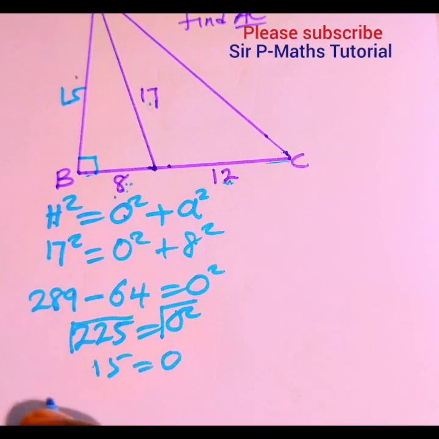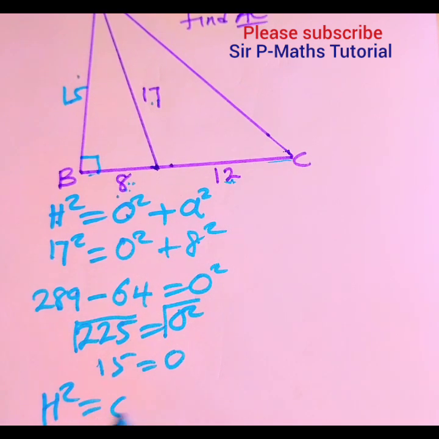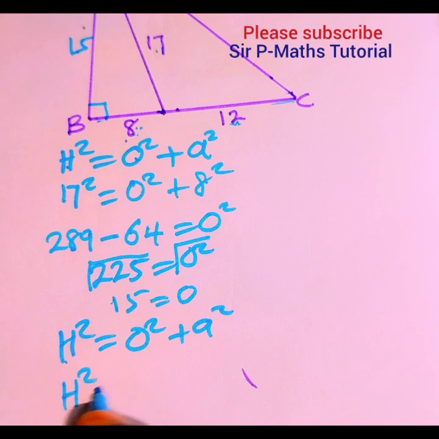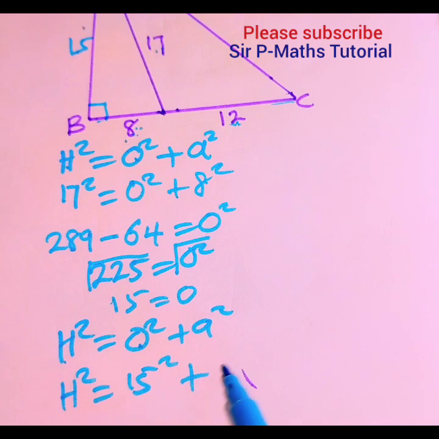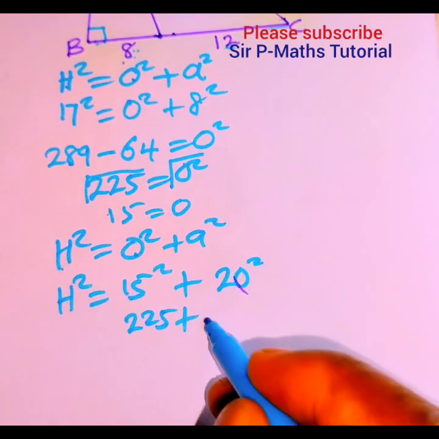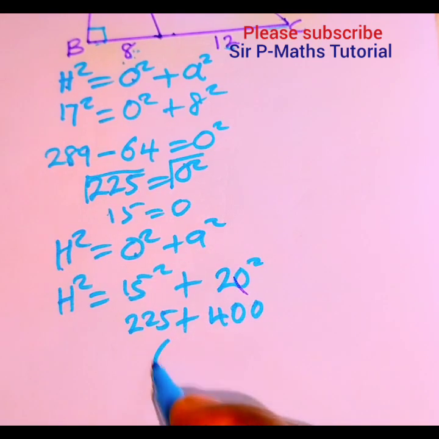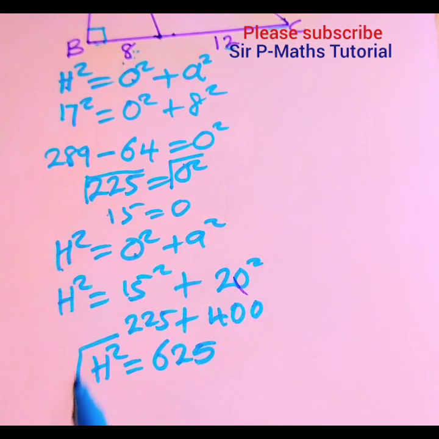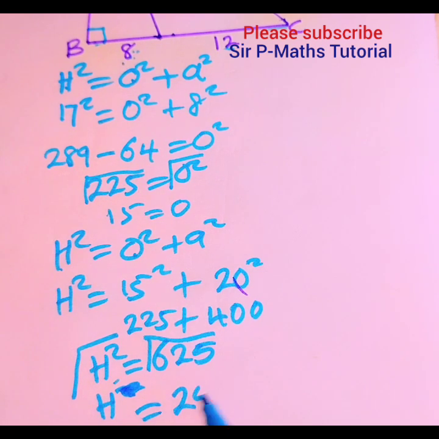So to solve that, I will use Pythagoras theorem again. Then we'll substitute. We are looking for h this time. So I'll say h squared is equal to my O, 15 squared, which we have just found, plus the other side adjacent, which is 20. 15 squared will give me 225, plus 20 squared is 400. Adding both, I'll have 625. Then if I take the square root of both sides, I'll find my h as 25.